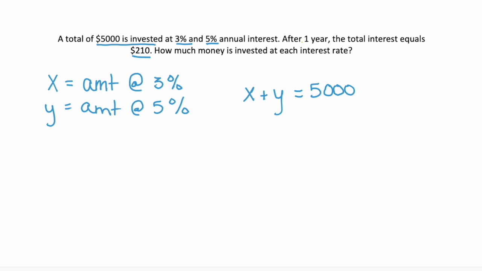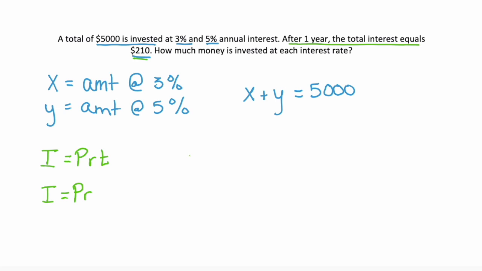Now we need to look at the second sentence. After 1 year, the total interest equals $210. For this, you need the simple interest equation, which is I equals PRT. So interest earned equals the principal, the amount you invest, times the interest rate, written as a decimal, times time. Here, our time is 1 year, so we're going to be using the simplified version, I equals P times R.